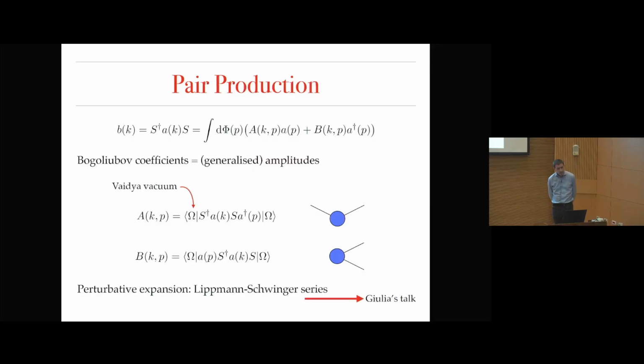In addition, the perturbative expansion of these generalized amplitudes is a Lippmann-Schwinger series, a Born series, exactly as in Julia's talk. So that's why the diagrams I was computing are relevant to this problem. And this Hawking amplitude I was talking about isn't really an amplitude, it's a generalized amplitude. It's an A.